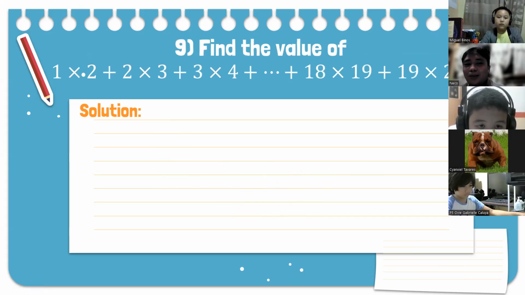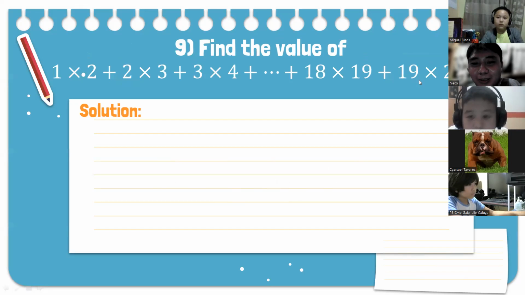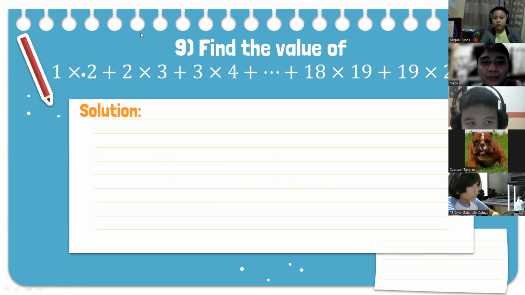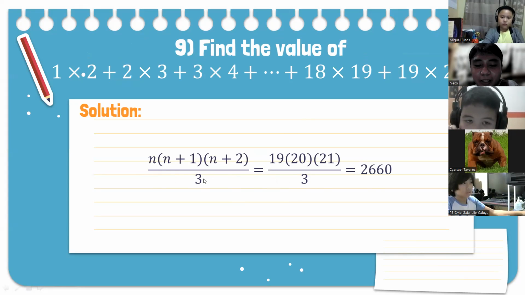Questions? Nope. Okay, let's do number 9 then. We're doing speed runs today, I guess. 1 times 2 and so on. So how do you do this? Sum of squares. Very good. Or simply this one, right? N times n plus 1 times n plus 2 over 3.